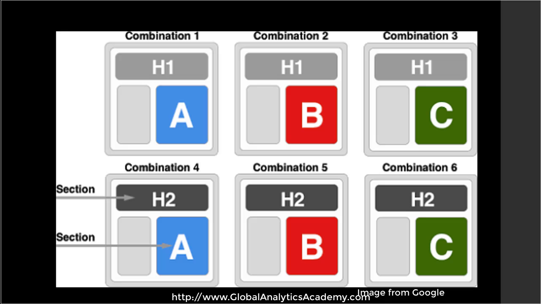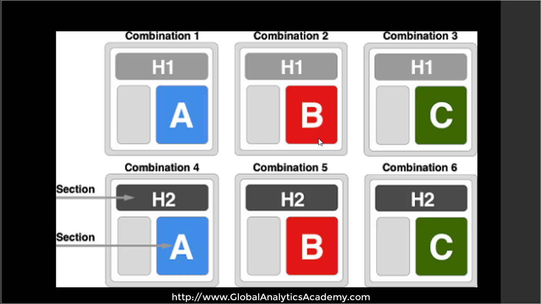Here is an example of a multivariate test. You have 6 combinations made out of 2 elements. One is the heading, so you've got heading 1 and heading 2. And then you have 3 different colors for one of the boxes. So in total we're testing heading 1 blue, heading 1 red, heading 1 green, heading 2 blue, heading 2 red, heading 2 green. You could potentially test more combinations.